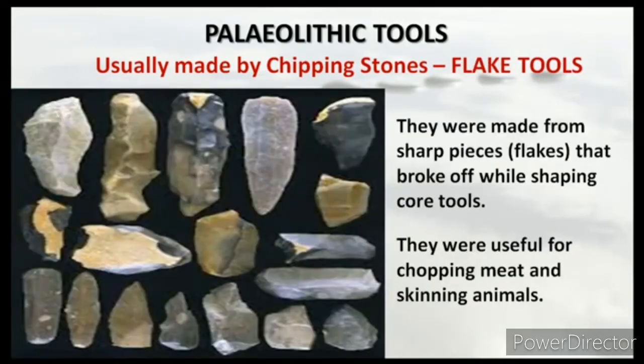Flake tools were made from the sharp pieces or flakes that broke off while shaping core tools. These were useful for chopping meat and skinning animals.